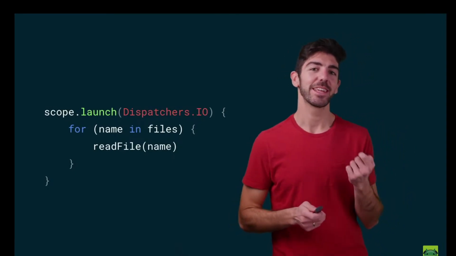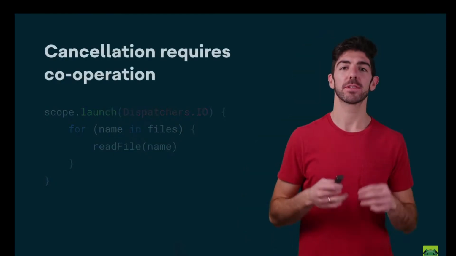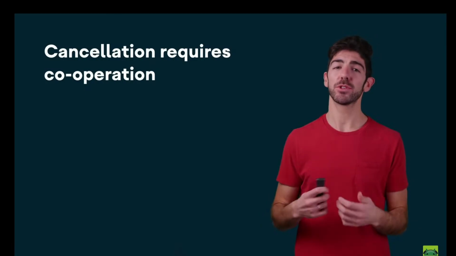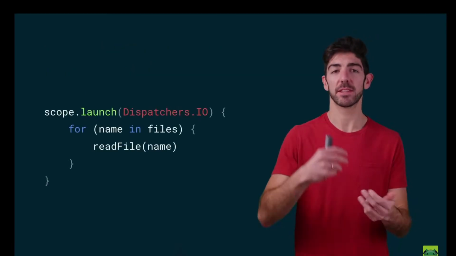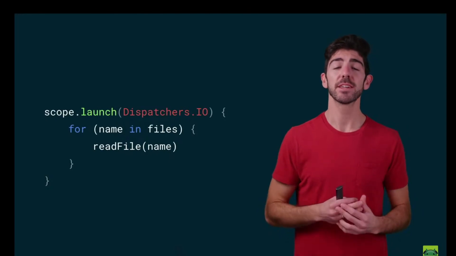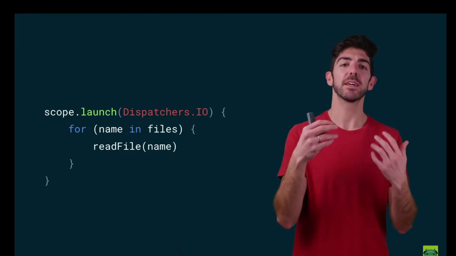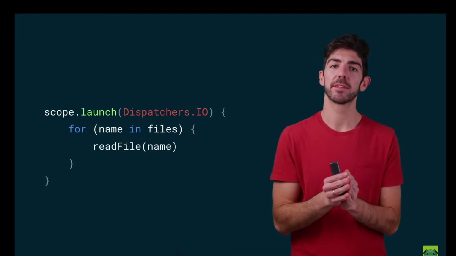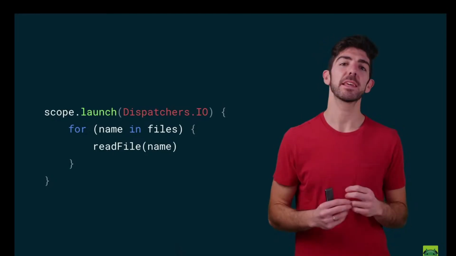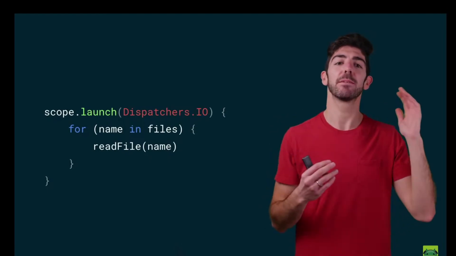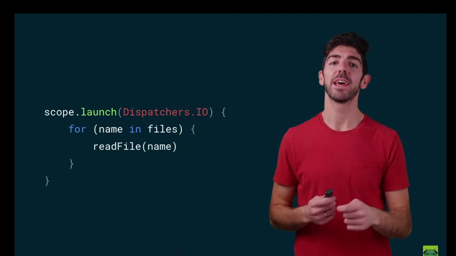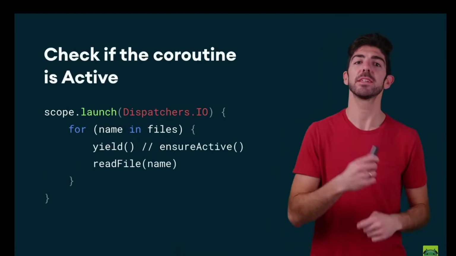Well, in fact, it is not going to do that, because cancellation requires cooperation. Whenever you are doing something very expensive, in this case, we can spend a lot of time reading the files, you have to cooperate and make this cancelable. If you think about it, the coroutine or the thread is going to be really busy reading files, and it is not going to be listening for cancellation. So in this case, you have to cooperate and check if the coroutine is active or not.